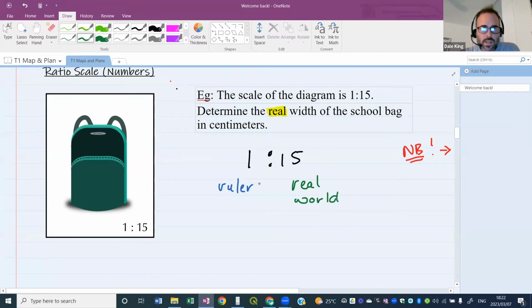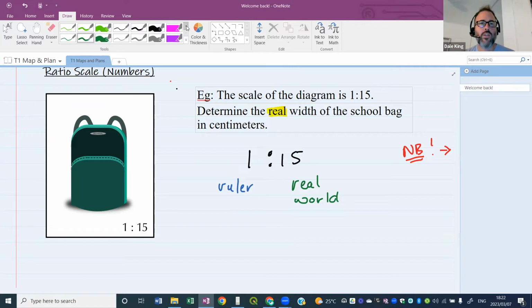So what we're saying is for every one unit that you measure on this bag, it represents 15 of those same units in the real world. So in this case, 1 centimeter measured on this diagram must represent 15 centimeters of the real bag in the real world. Okay, so that's the relationship here.